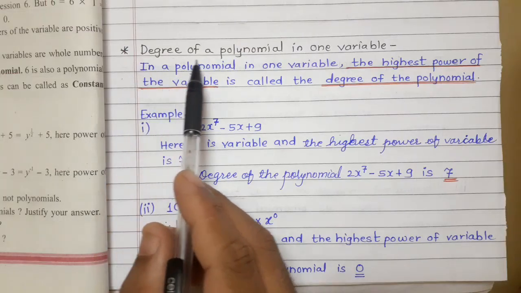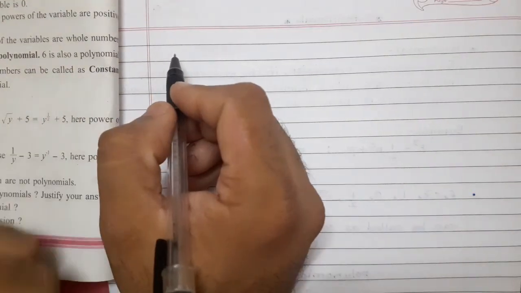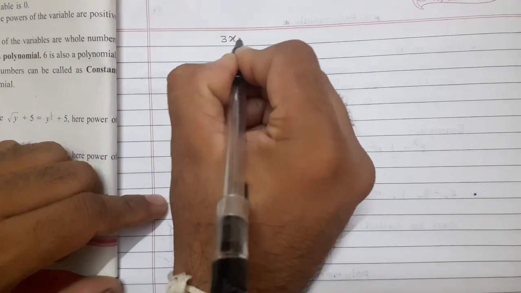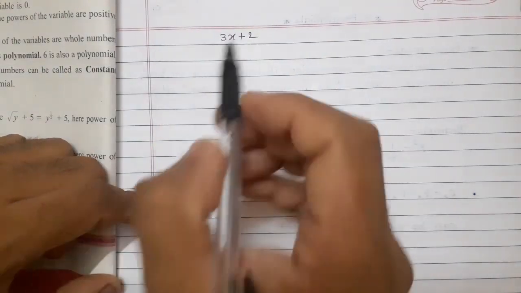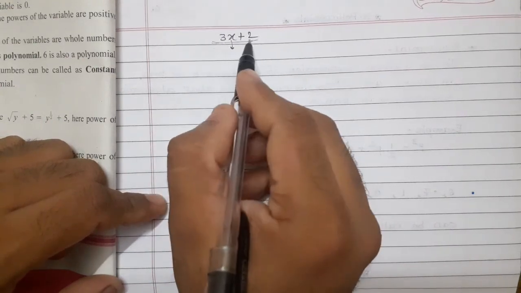Now, degree of a polynomial in one variable. Polynomial in one variable means, see, suppose we have a polynomial 3x plus 2. In this polynomial only one variable is there, so it is a polynomial in one variable.